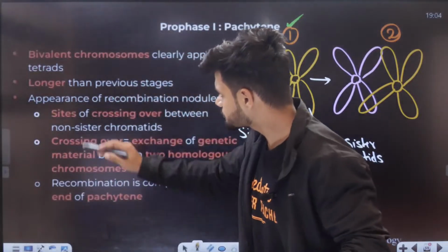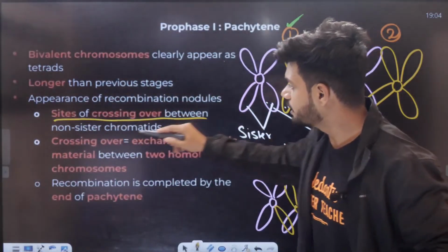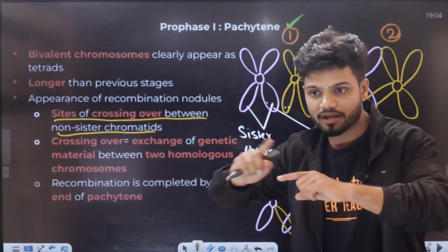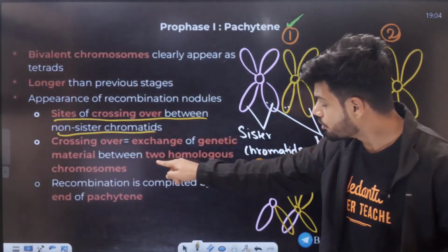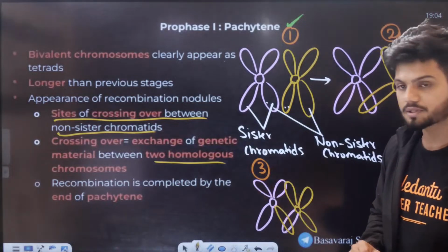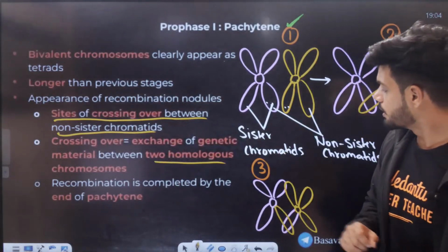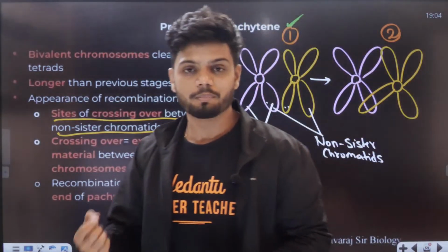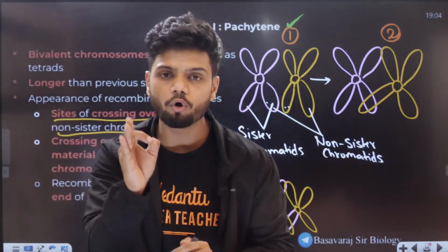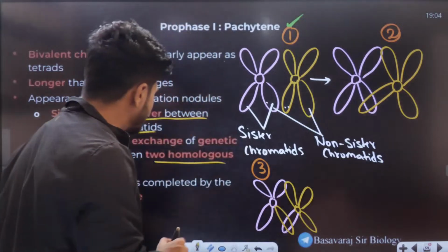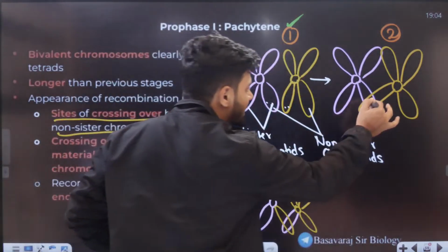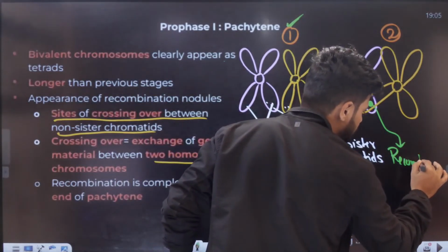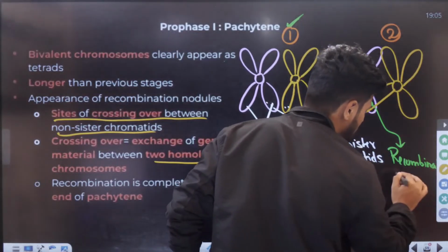What is crossing over? Site of crossing over between non-sister chromatids. Crossing over means exchange of genetic material between non-sister chromatids of two homologous chromosomes. So crossing over is happening here. Now at the site of crossing over, there is a formation of something called a recombination nodule.